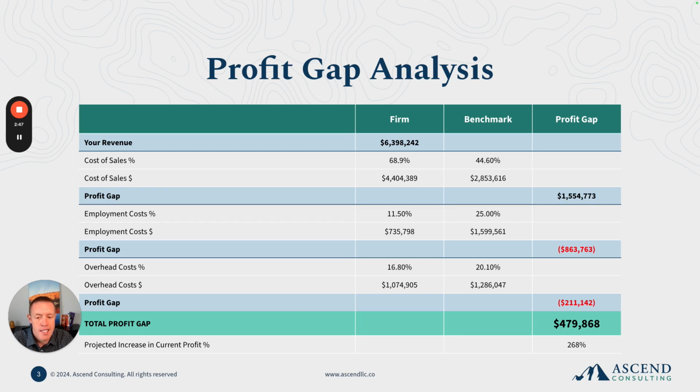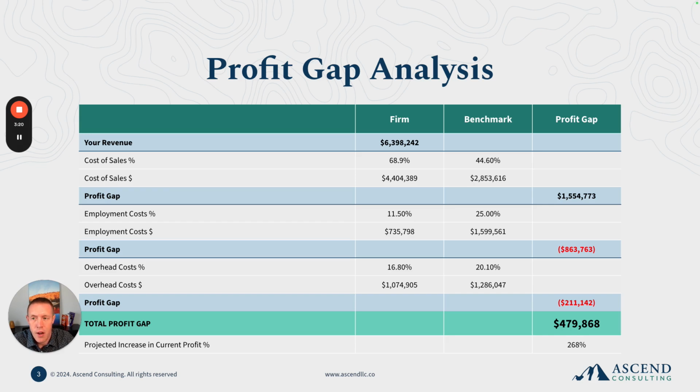And then overhead cost, there's a small adjustment there as well to bring it to the benchmark, which would remove another $211,142 of profit. But all said, if we just got to the industry average benchmark here, this client would produce an extra $868,000 of profit, which would be a 268% increase in their profit. So this is a major move for them to focus and shift in the right direction. We really need to focus on cost of sales here to get them where they need to go.